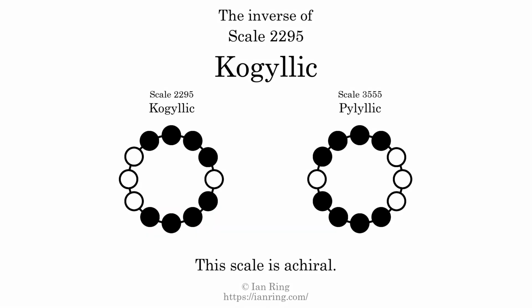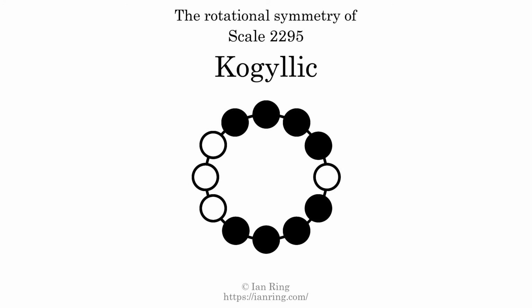The inverse of a scale is a mirror image. It is what you get when the sequence of intervals is reversed. The inverse of this scale is scale 3555, also known as Kogyllic. This scale is achiral, since it can transform into its own reflection by a rotational transformation. This scale has no rotational symmetry.